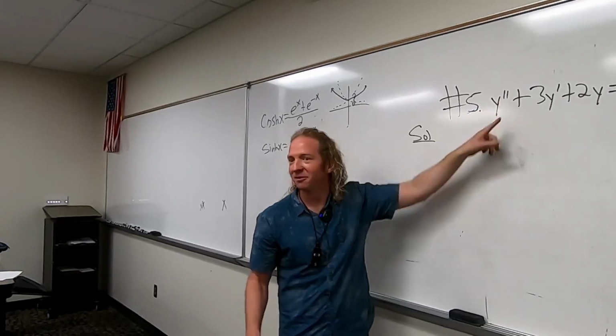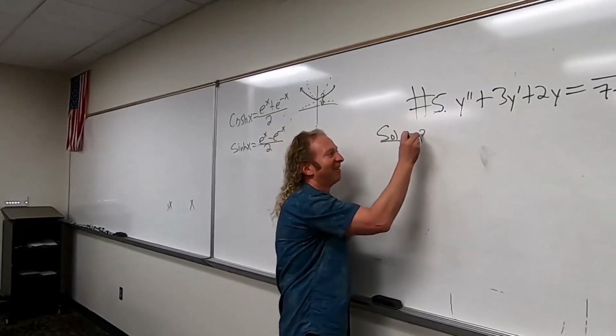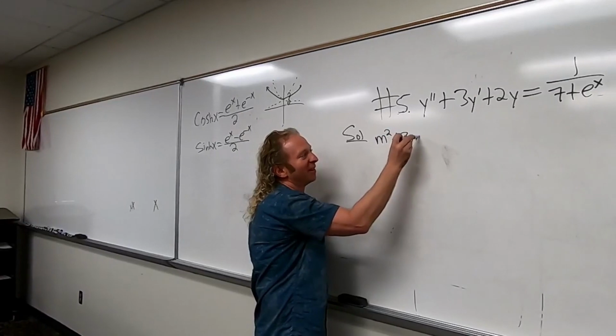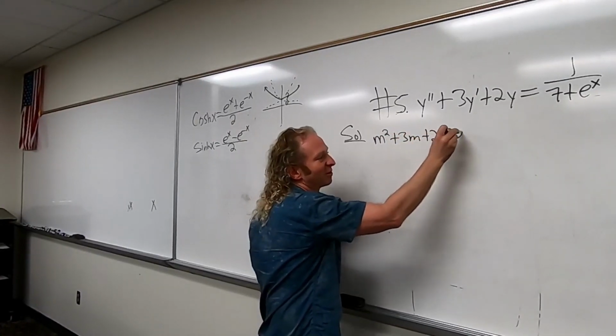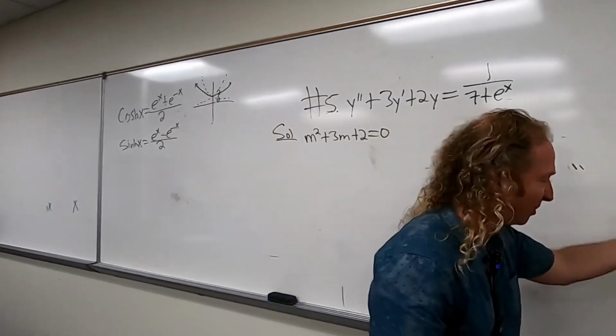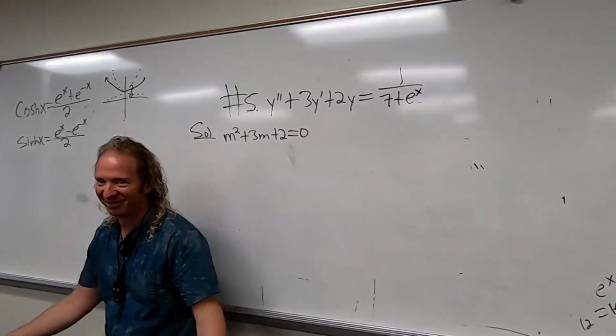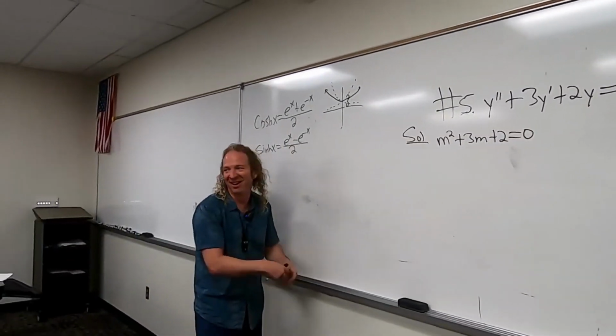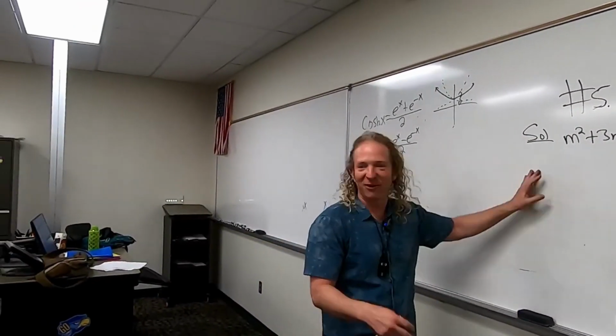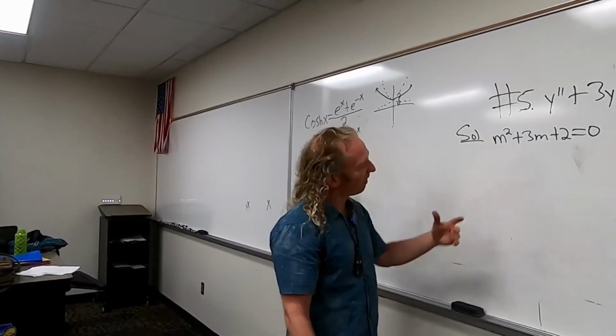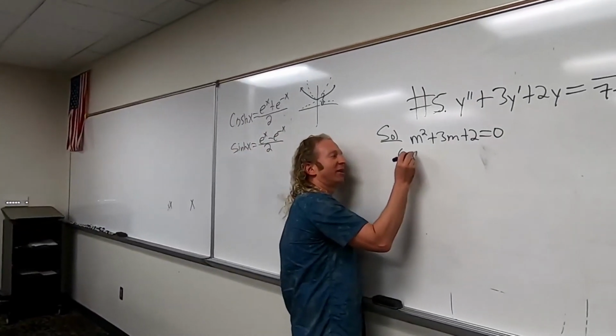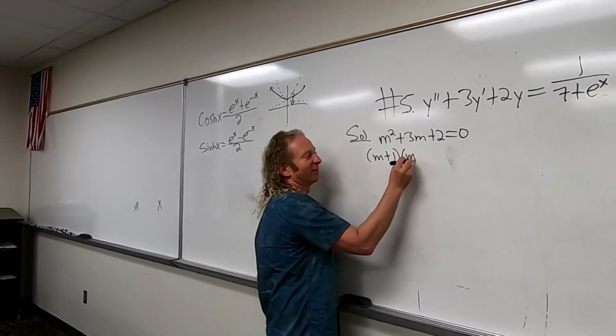So this is m squared plus 3m plus 2 equals 0. That's the first step, right? Oh, I erased it, but that's the first step. You do that first, right? And you find your yc. Oh, this factors: m plus 1, m plus 2. I like variation of parameters.